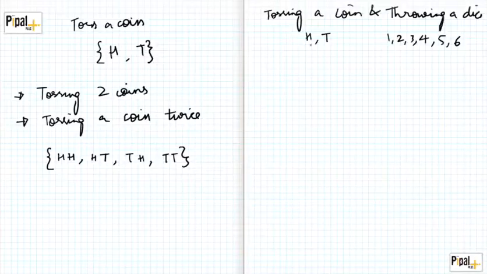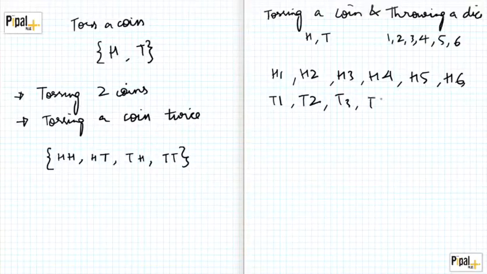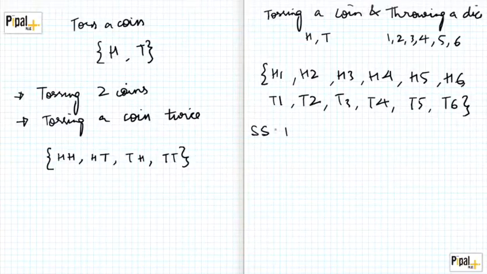we list all the outcomes of throwing a dice with heads first, and then we list all the possible outcomes of throwing a dice with tails. So H1, H2, H3, H4, H5, and H6. These are the first set of outcomes. The next set of outcomes is going to be, you match all of these with tails. So T1, T2, T3, T4, T5, and T6. So there's a total of 12 outcomes. This is the sample space, and the number of elements in the sample space is equal to 12.